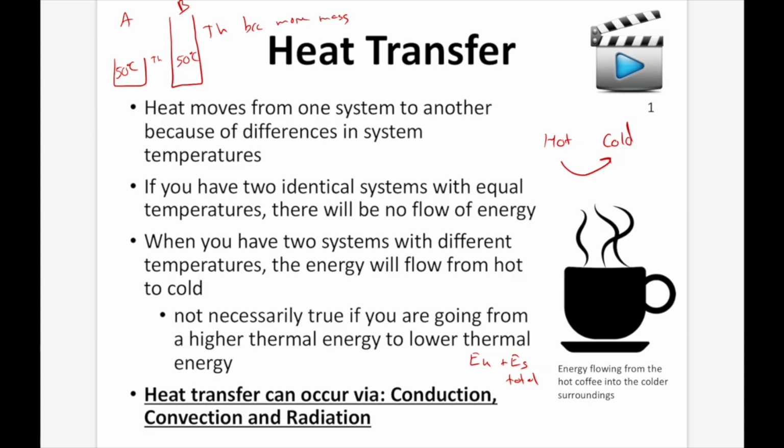So we're not going to get a movement of heat due to a difference of thermal energy. However, if instead of 50 degrees Celsius, this guy was 100 degrees Celsius, then you will get a movement of heat from substance A to substance B. Now, how does this heat move? Well, it moves via conduction, convection, and radiation.